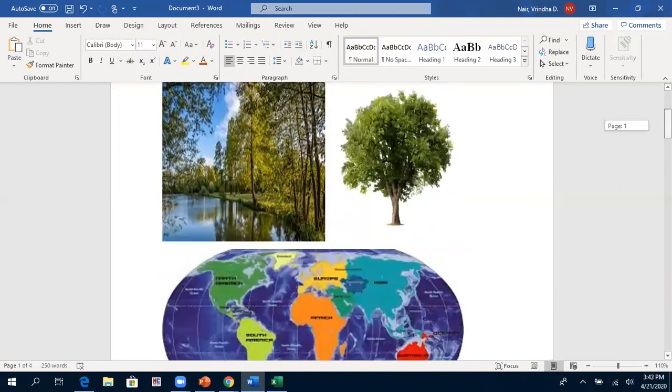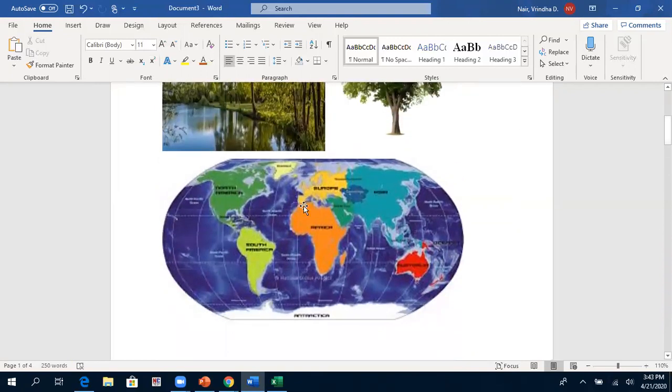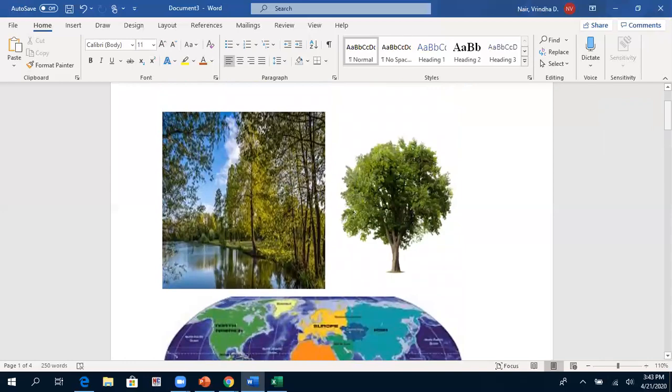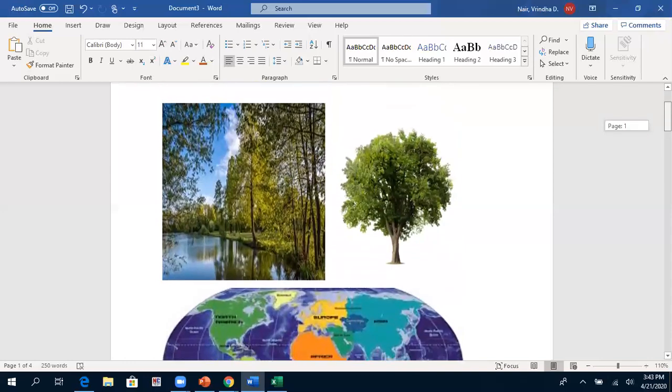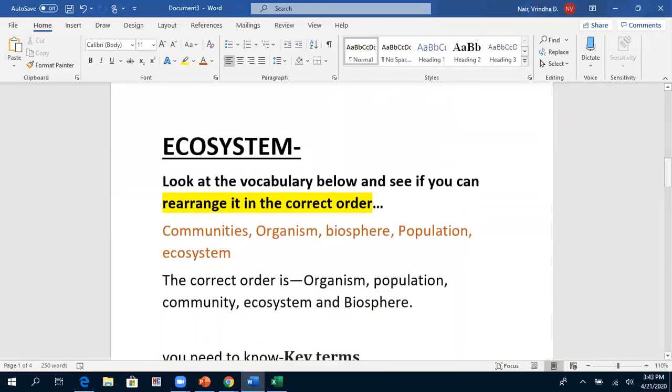And then of course I wanted to show the entire biosphere, so I just put the map, the globe as such. This is just to represent, or have your thinking process started as to what we are going to do today. As I am moving down, you can see here the definitions.